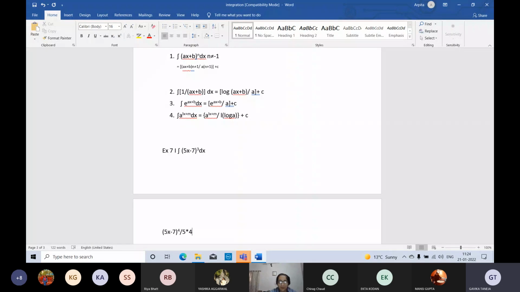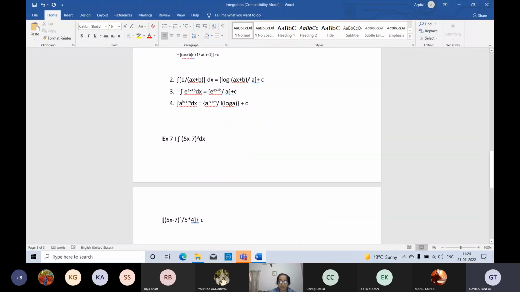Is it going to be 4? Yes or no? Yes, ma'am. Right. So what we are doing is we do it like this. Plus c, which means it becomes 5x minus 7 raised to the power 4, raised to the power 4, divided by 20. Am I right? Divided by 20. And this entire thing.